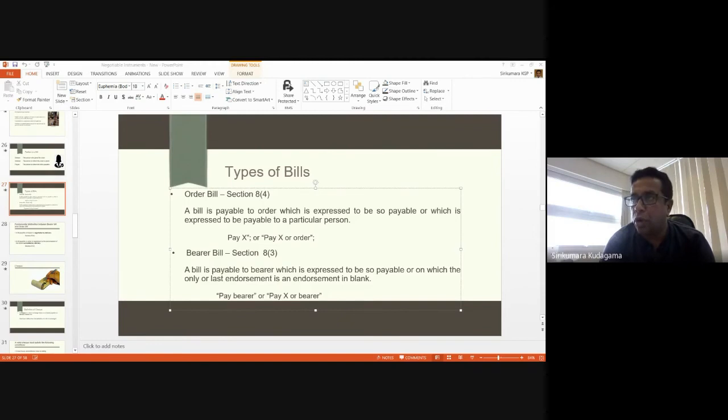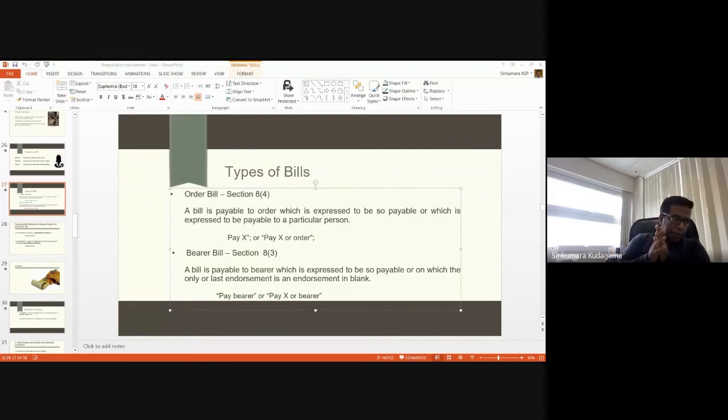If the bill is drawn on a particular person, particular entity or drawee, and it's payable to someone, that payee can endorse it to someone else. That person can endorse it to someone else, and then it can go on likewise. Rather than endorsing it to someone else, if that person puts an endorsement in blank, anyone can take the proceeds of the bill. Then it becomes a bearer bill.